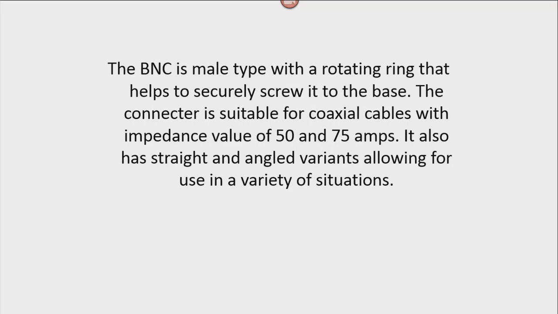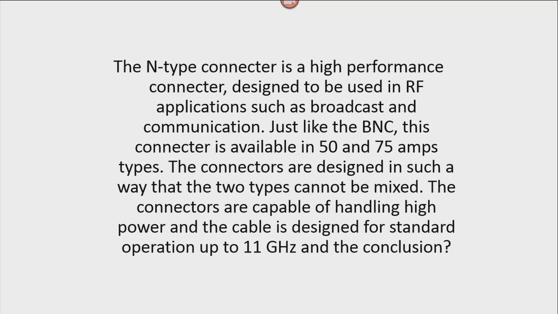The BNC is a male type with a rotating ring that helps to securely screw it to the base. The connector is suitable for coax cables with impedance value of 50 and 75 ohms. It also has straight and angle variants, allowing for use in a variety of situations. The N-type connector is a high-performance connector designed to be used in RF applications, such as broadcast and communications. Just like the BNC, this connector is available in 50 and 75 ohms types. The connectors are designed in such a way that the two types cannot be mixed. The connectors are capable of handling high power, and the cable is designed for standard operation up to 11 GHz.